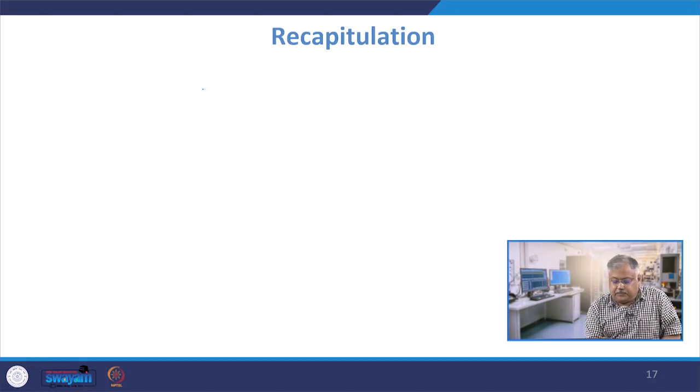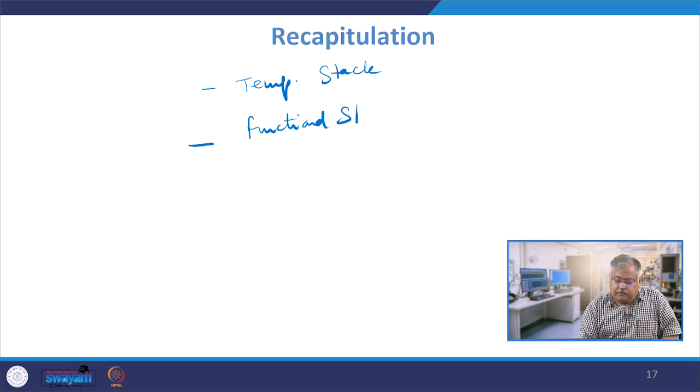Let me quickly recapitulate what we did. We gave you an idea about the temperature stack in this paper, and we also looked into the functional stack. So, these 2 stacks we looked at.